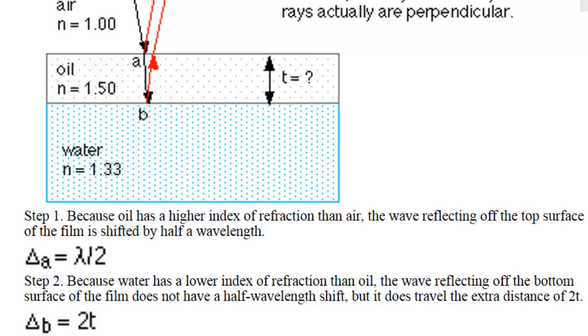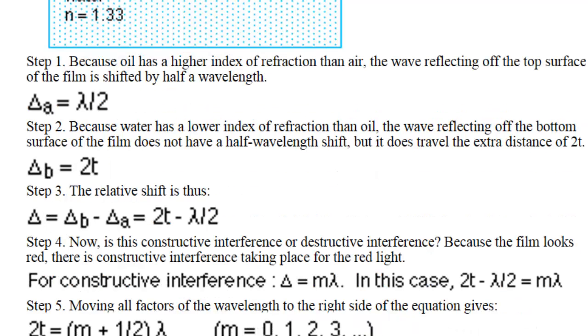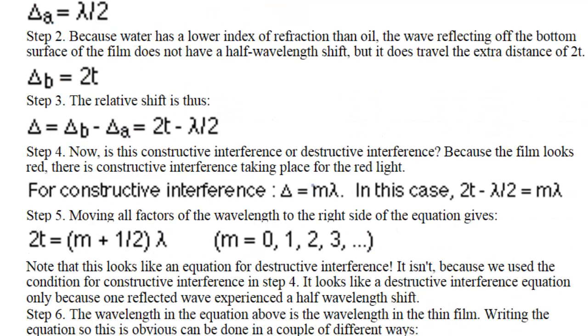Because the water has a lower index of refraction than the oil, the wave reflecting off the bottom does not have this half wavelength shift, but it does travel that extra distance of 2t, the thickness of the film. So the relative shift is therefore 2t minus lambda on 2. Now this is for constructive interference, because it looks red, so that delta also equals m lambda. So in this case, 2t minus lambda on 2 is equal to m lambda.